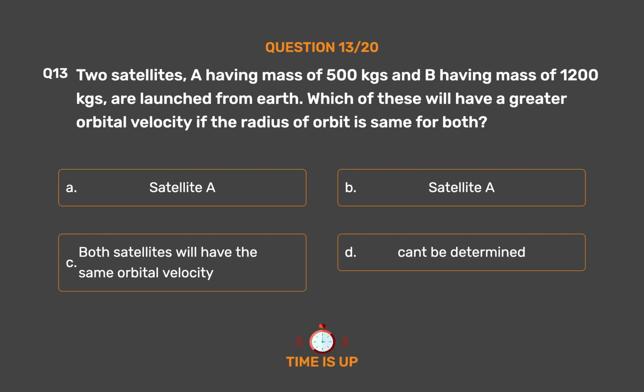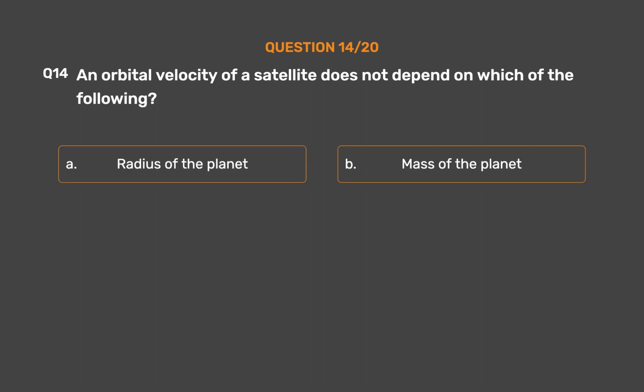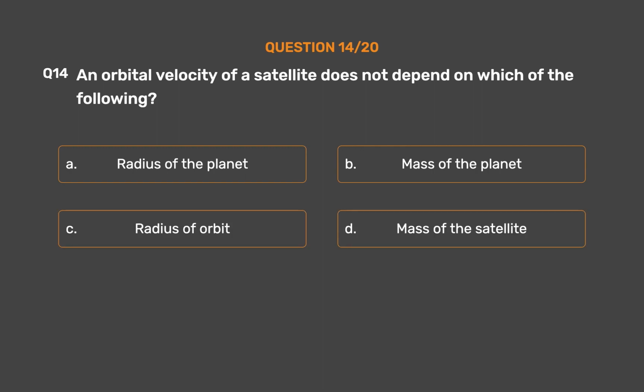The correct answer is Option C. Both satellites will have the same orbital velocity. Question number 14. An orbital velocity of a satellite does not depend on which of the following? Option A. Radius of the planet. Option B. Mass of the planet. Option C. Radius of orbit. Option D. Mass of the satellite.